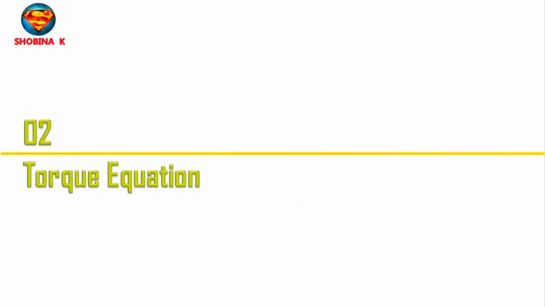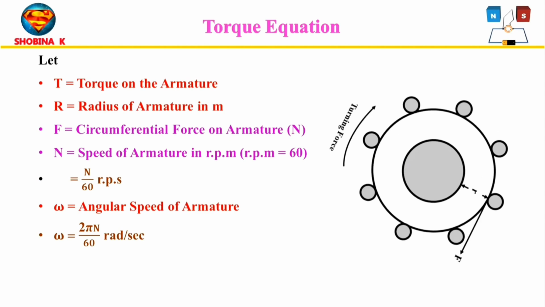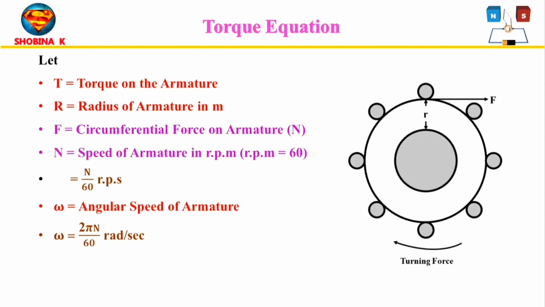Torque equation of DC motor. Consider the armature of the motor. Let T be the torque on the armature, and R be the radius of armature in meters. F be the circumferential force on armature in newtons. N is speed of armature in RPM, which is given by N by 60 in seconds. And the angular speed of armature is given by 2 pi N by 60 radian per second.